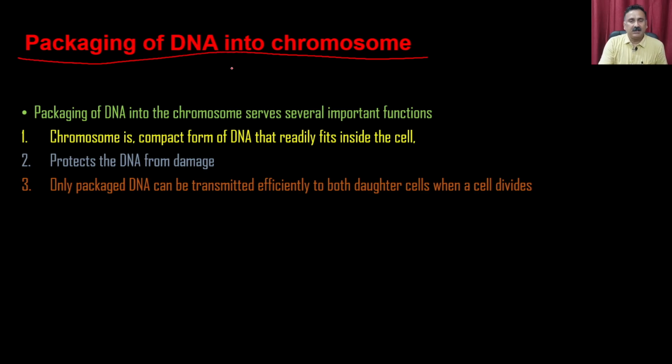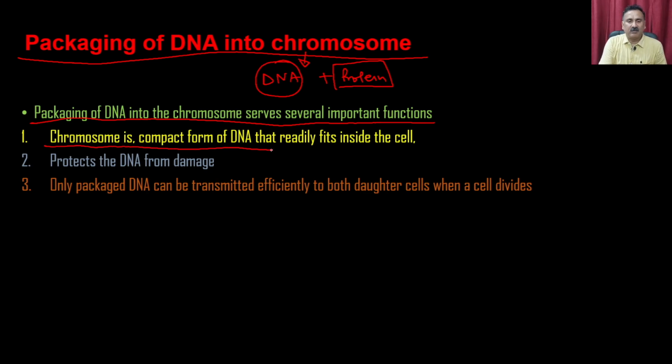Now, the packaging of DNA into chromosomes. The DNA is going to be packed into a dense material, and that is going to be called a chromosome. The chromosome is going to have the DNA, and it is also going to have protein, right? And protein plays a very crucial role in packaging the DNA into the form of chromosomes. So the packaging of DNA into the chromosome serves several important features. The chromosome is a compact form of DNA that readily fits into the cell, right? This we are anyway going to discuss in detail.